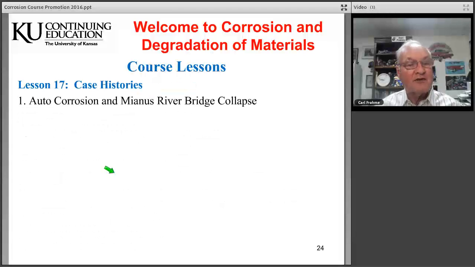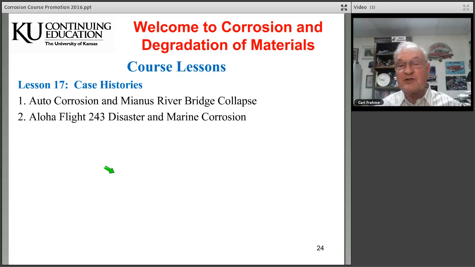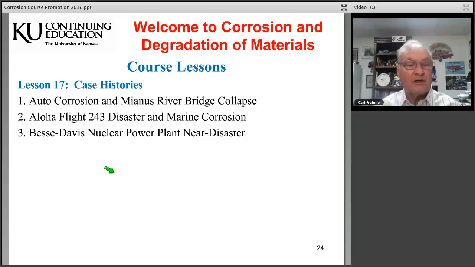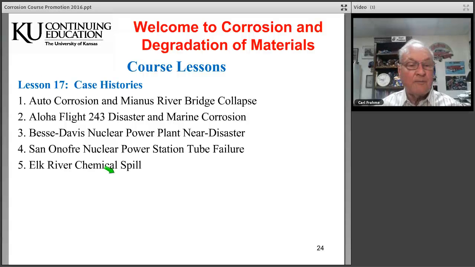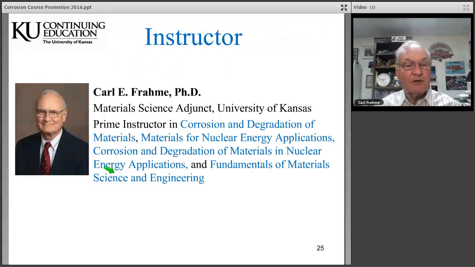Lesson 17, case histories. Session 1, auto corrosion and the Mianus River bridge collapse, Aloha Flight 243 disaster and marine corrosion. 3, Davis-Besse nuclear power plant near disaster. 4, San Onofre nuclear power station tube failure. 5 is the Elk River chemical spill. That's a lot of stuff. It's a lot of lessons and a lot of material.